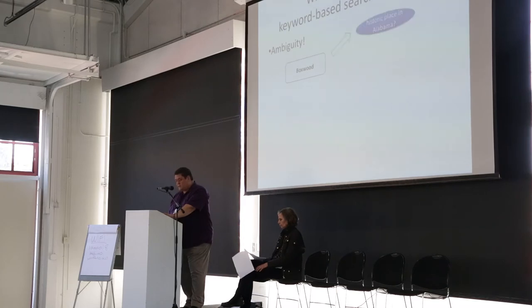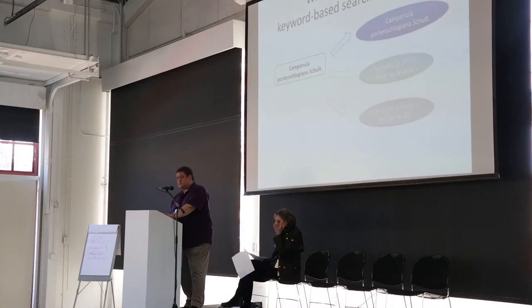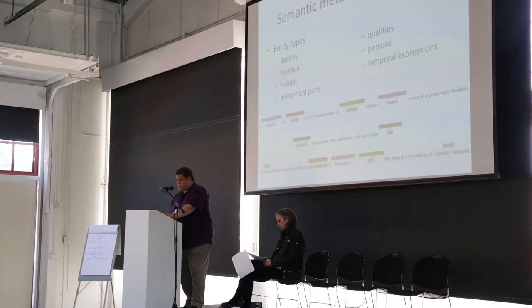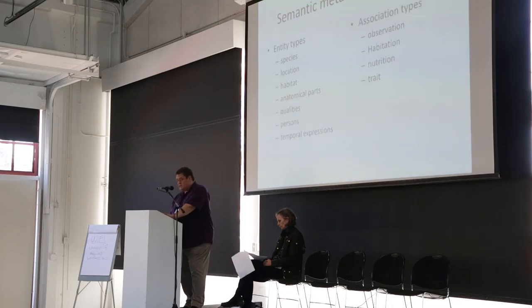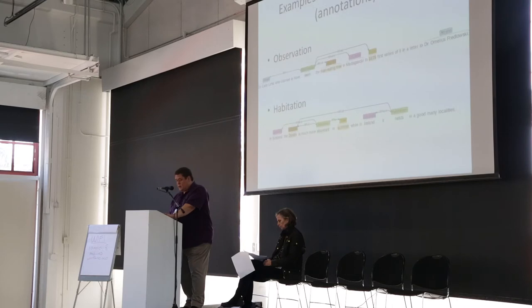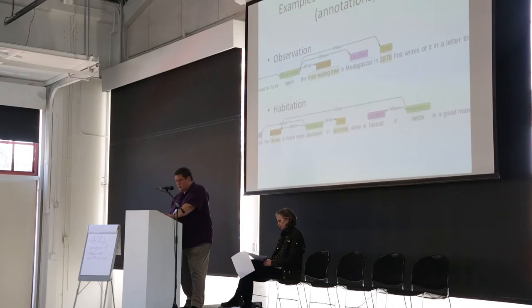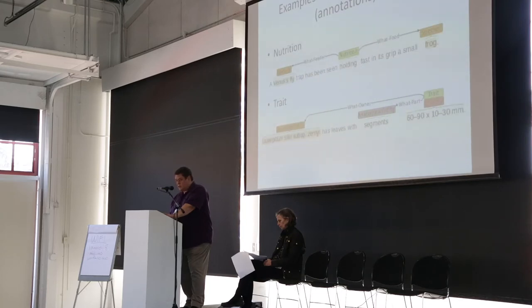We also have different names of species that have different connotations, as you may know. And we need to deal with synonyms, things that are called differently at different times. So we tried to extract species, locations, habitats, anatomical parts, qualities, persons, and temporal expressions, all these entity types from the text, and the associations that they have. We went through observations, habitation, nutrition, trade, and so on.